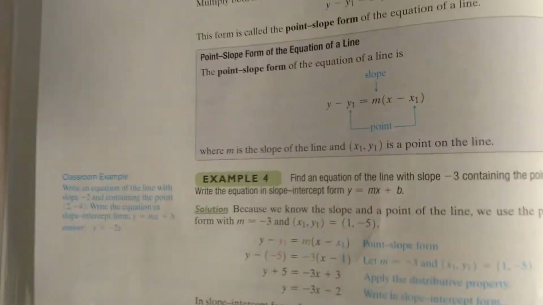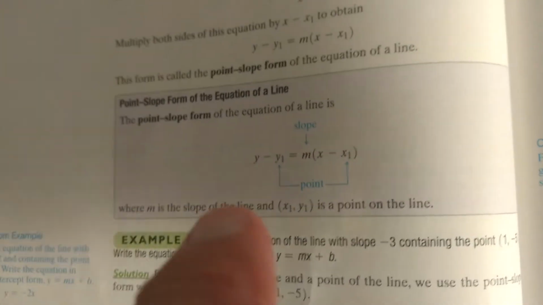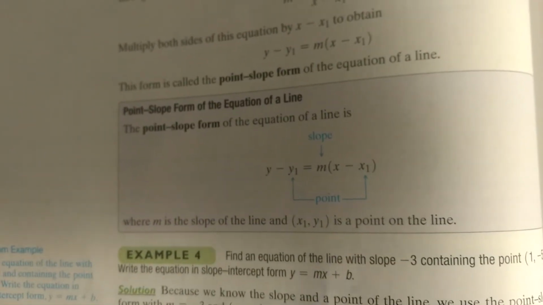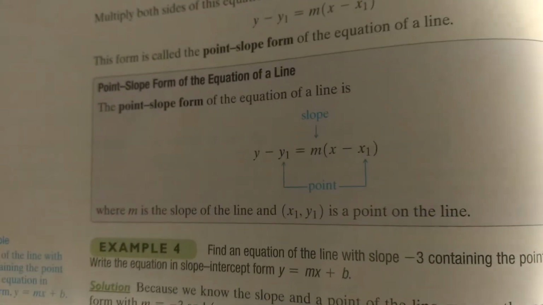Next, I'm just going to do this example straight from the book. We go to point slope form. Notice in point slope, the y1 and the x1 are my point, the m is my slope. Y will always be y, x will always be x.